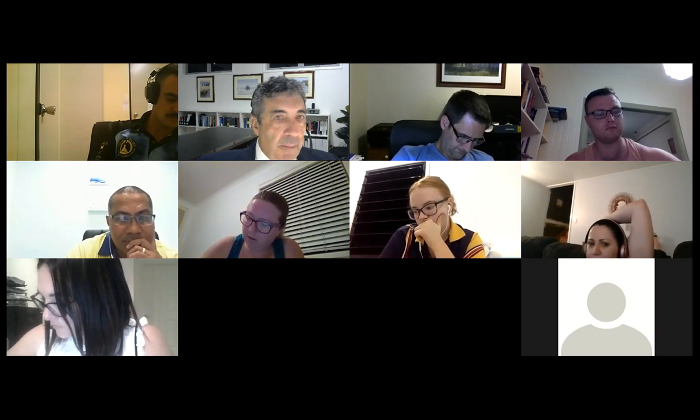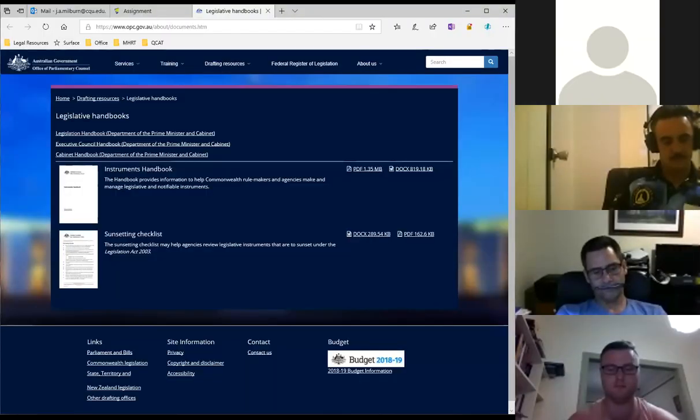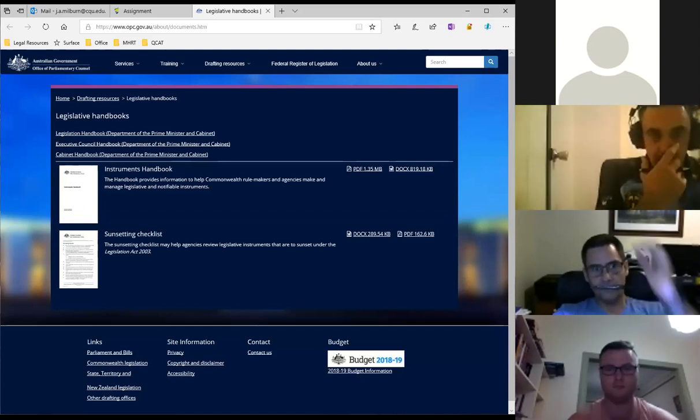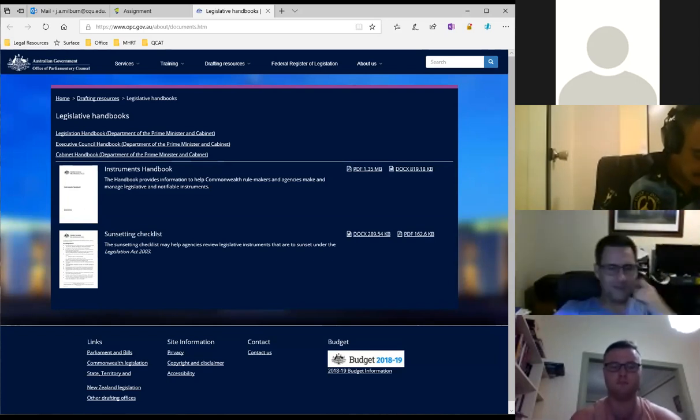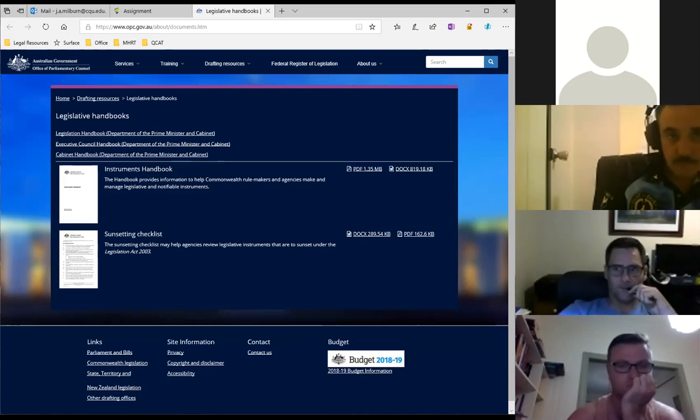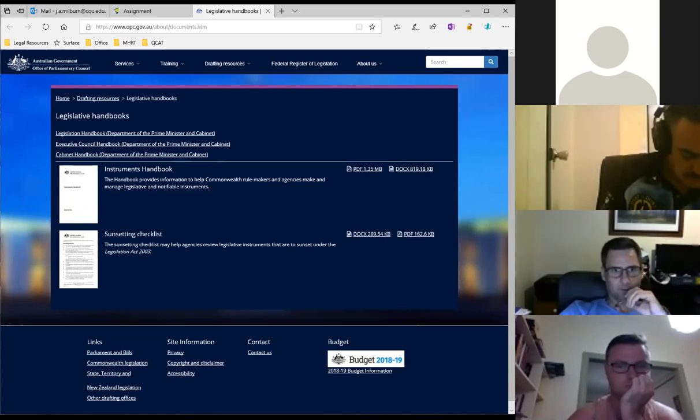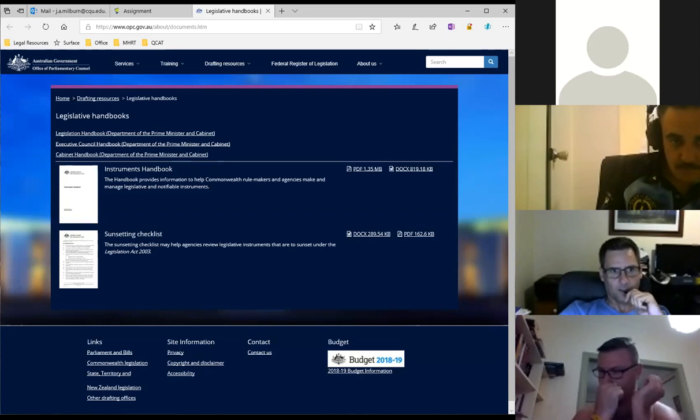Instruments handbook, really useful. This is an example of what I mean by an instruments handbook. I'll share the screen. I'm very conscious that I'm loading you up with homework tonight, but this is all very useful for your toolkit for the second assessment. So here we have the Australian Government Office of Parliamentary Counsel Legislative Handbooks, and the Instruments Handbook. I would urge you to look at that, perhaps even download it. It provides information to help Commonwealth rule makers and agencies make and manage legislative and notifiable instruments.